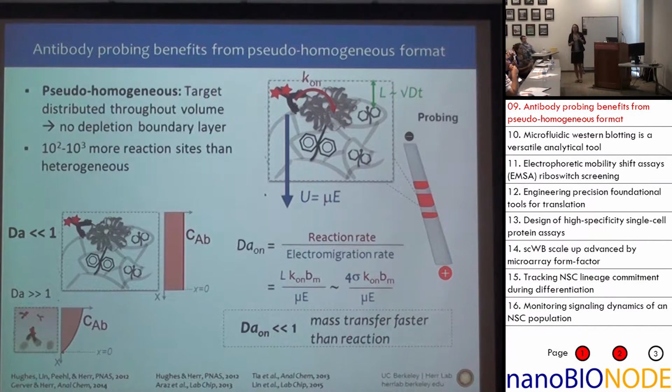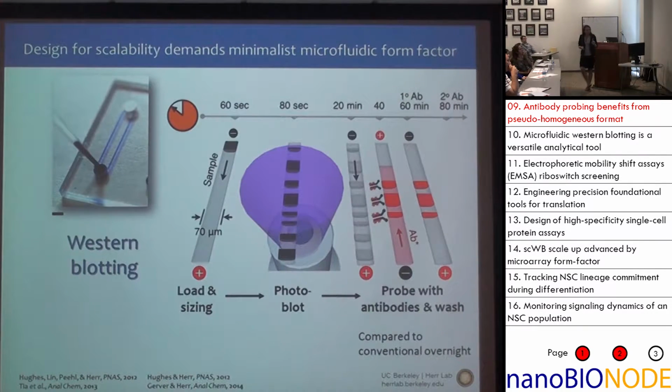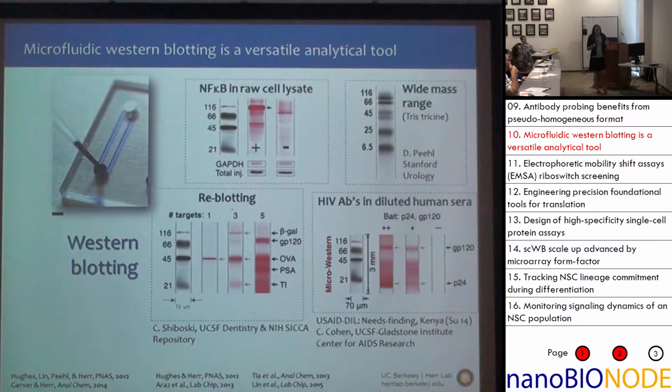And this we've done optimization of the transport and reaction kinetics to be able to get the assay to be high performance, so detect very, very small amounts of protein. And I won't talk about our engineering work on that today. So we've extended this assay. We've been able to look at wide molecular weight ranges, so here from 6.5 kilodaltons to 116, which is important for some questions that we've been posing as related to prostate cancer.